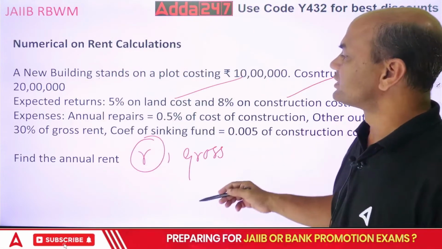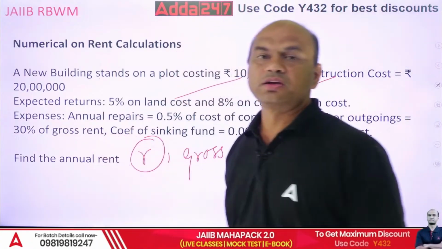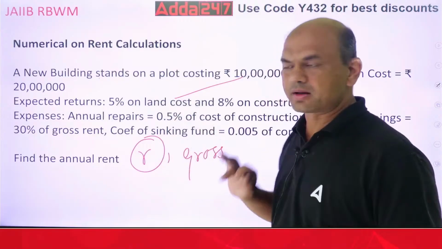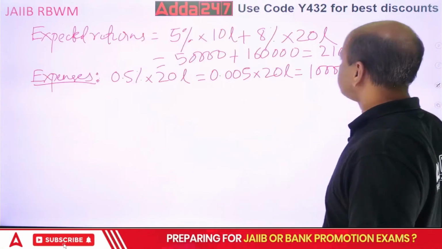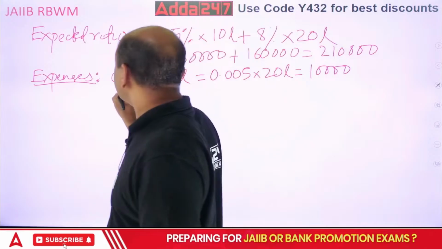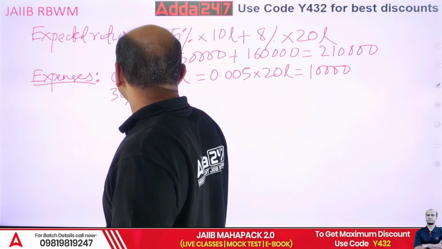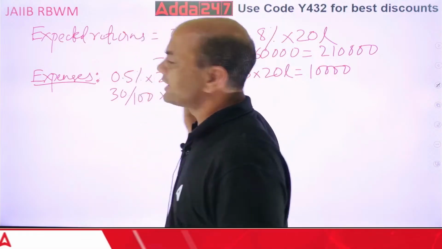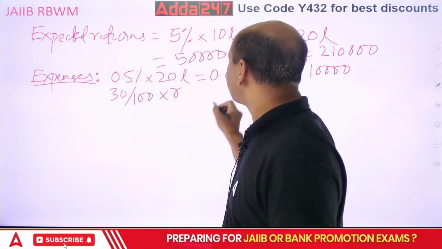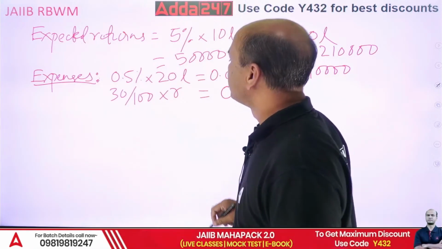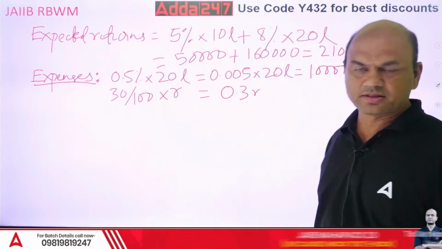Other outgoings, 30% of the gross rent. So 30% of the gross rent means 30 upon 100 into R. So now, 30 upon 100 or 30 divided by 100 into R. This is my second expense. So how will you write this? This is equal to 0.3 into R. This is my second expense, right?